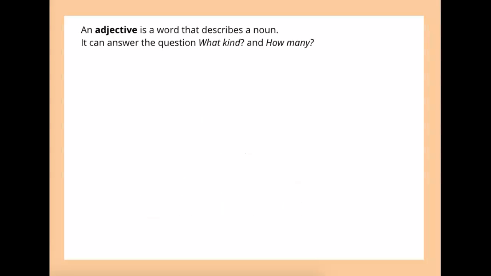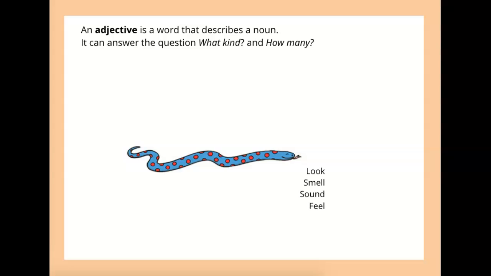What is an adjective? An adjective is a word that describes a noun. What questions can it answer? It can answer the question, what kind and how many. Here we have a snake. What kind of snake is it? We can use adjectives to answer that question. The snake is a blue snake.